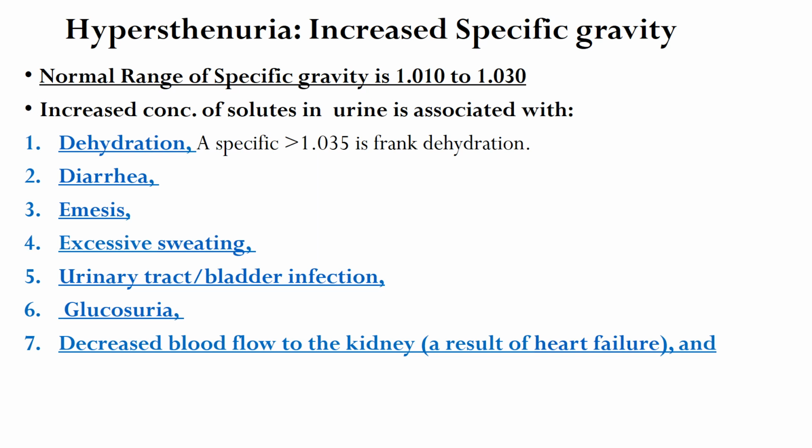The increased solutes in urine increase the specific gravity, which may be due to dehydration. If specific gravity is more than 1.035, it is frank dehydration. So generally, whenever there is loss of water, there is increased specific gravity, which can be in dehydration, diarrhea, emesis, excessive sweating, UTI, glucosuria, and decreased blood flow to the kidney also results in hypersthenuria.